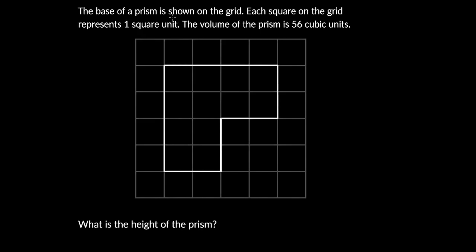The base of a prism is shown on the grid. That's this right over here. Each square on the grid represents 1 square unit. The volume of the prism is 56 cubic units. What is the height of the prism? Pause this video, have a go at that.